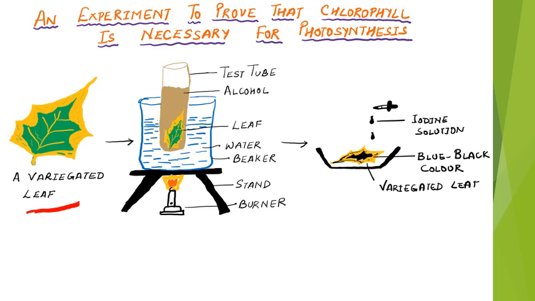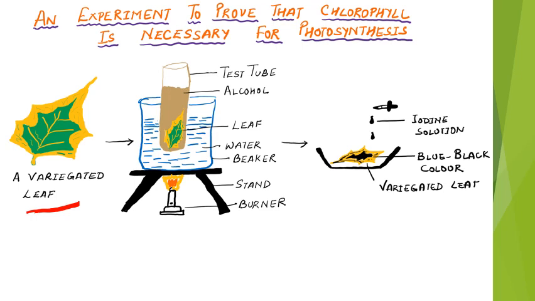In this leaf, the parts which are having chlorophyll, means those parts which were green in color, they will turn blue-black, while the other parts which were yellow in color, where the chlorophyll was not present, there will be no change in color.